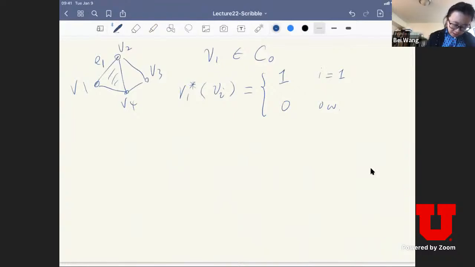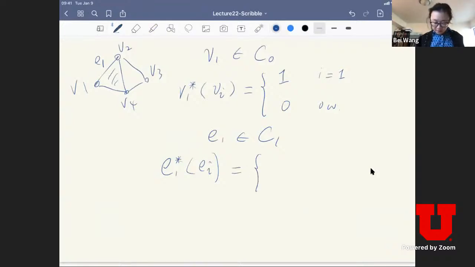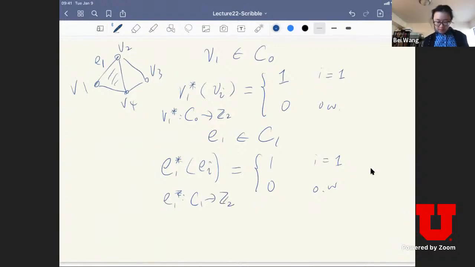Elementary 1 chain, let's say this is my E1, is just an edge. And then the corresponding elementary 1 cochain will operate on any edge such that it is equal to 1 if it's itself, right? If it's the edge itself, and 0 otherwise. So another way to write it is V1 star is a function that takes an element from C0 and maps it to Z2, and E1 star is a function that takes a 1-dimensional chain and maps it to an integer. And let's do one more. This is delta 1. Delta 1 star over delta i is equal to 1.